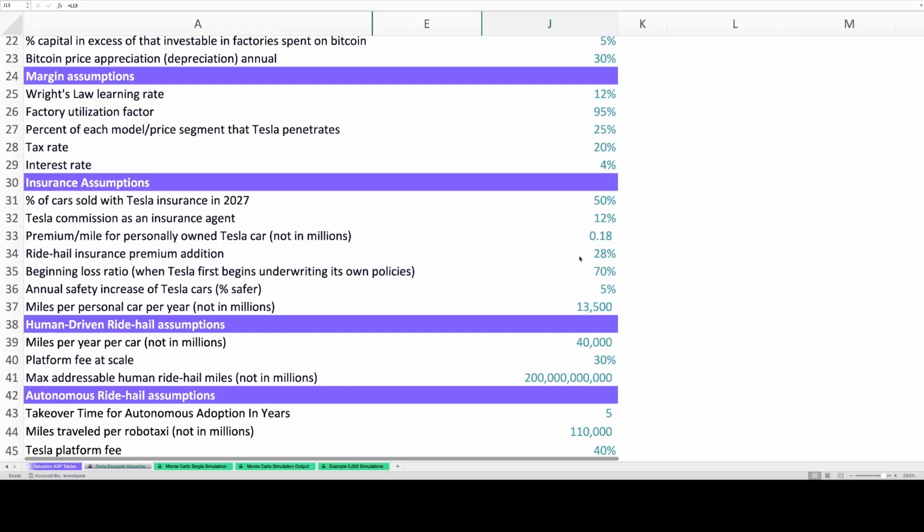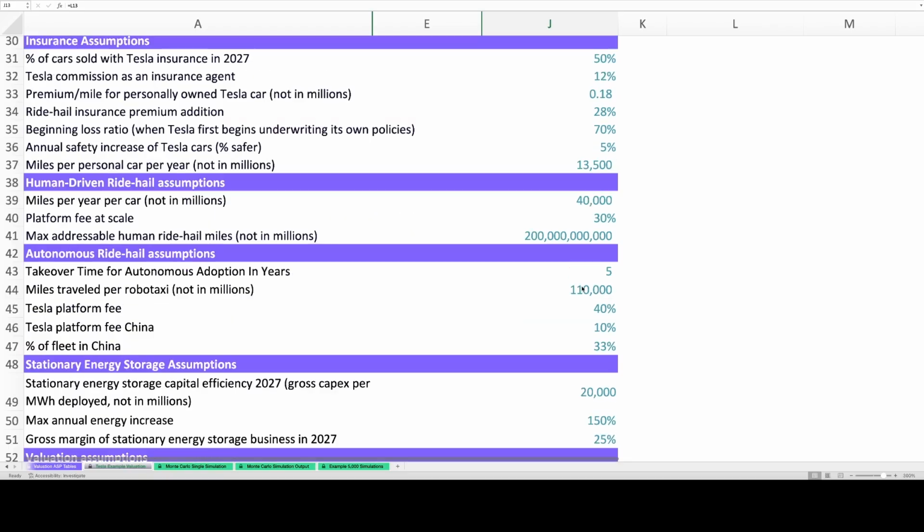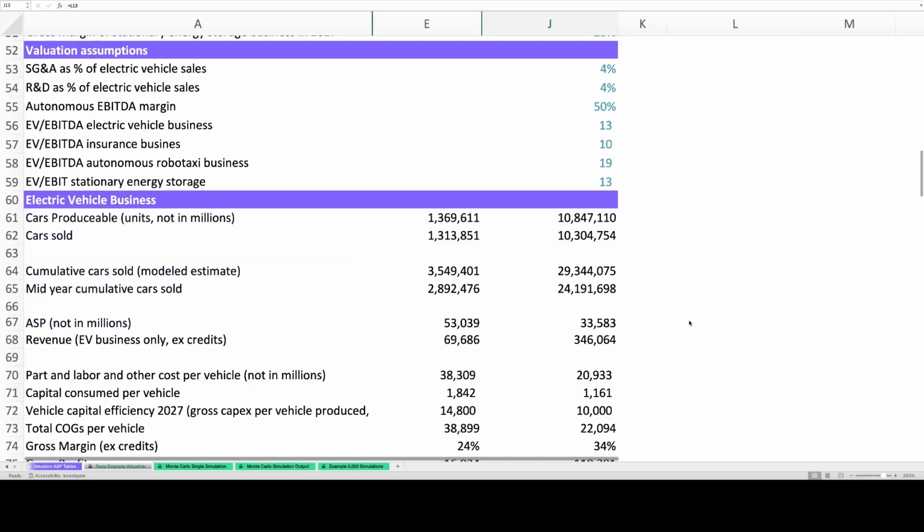There's also a ride hail insurance premium, e.g., if the Tesla vehicle is participating in ride hail, higher insurance premium, makes sense, more miles driven, higher probability of accident eventually. ARK also assuming that Tesla will begin launching human-driven ride hail, not just robo-taxis, but also operating much like Uber or Lyft do today. One of the assumptions that really stands out to me, ARK expecting robo-taxis will do 110,000 miles per year.